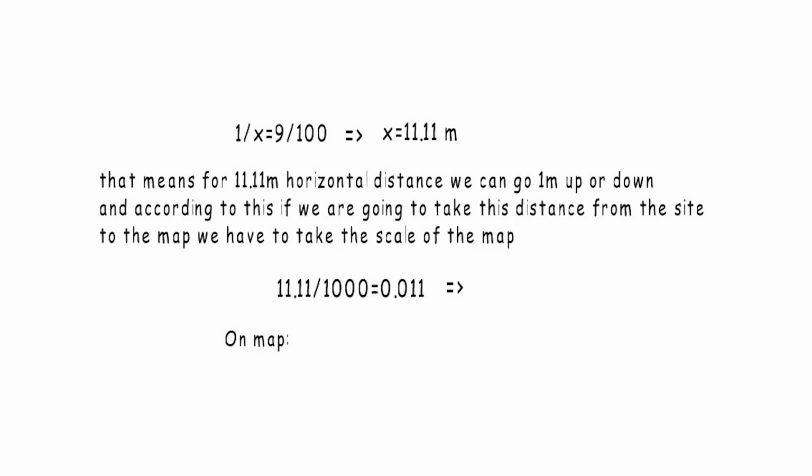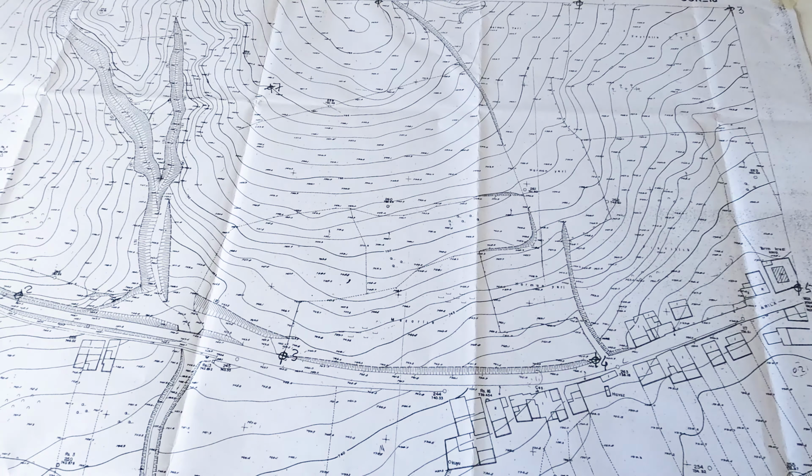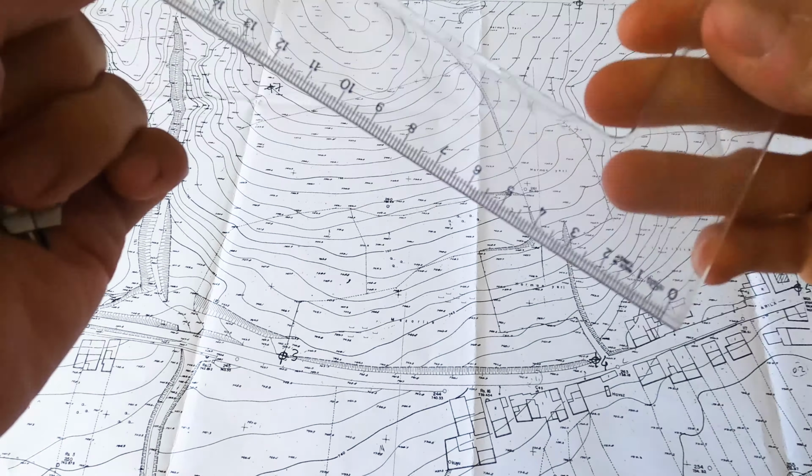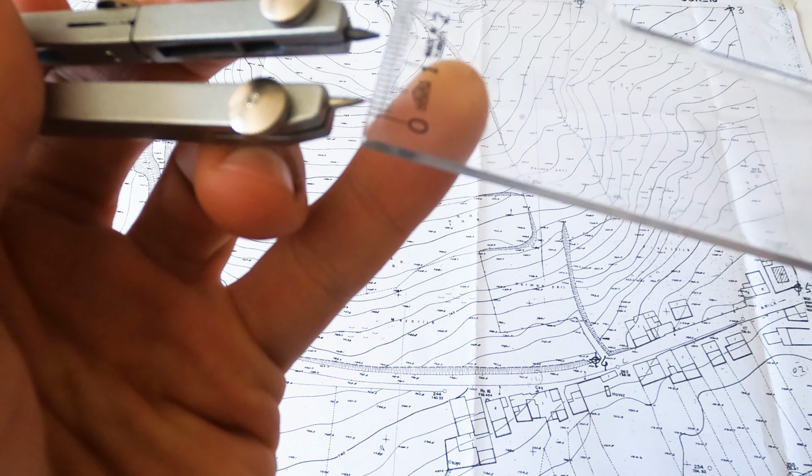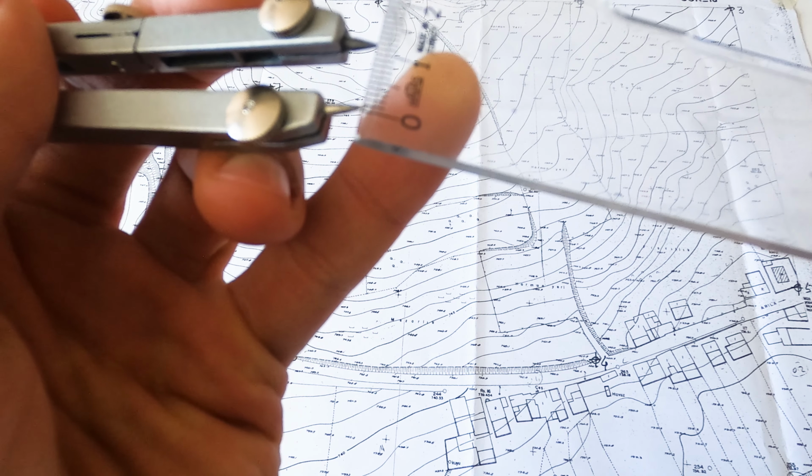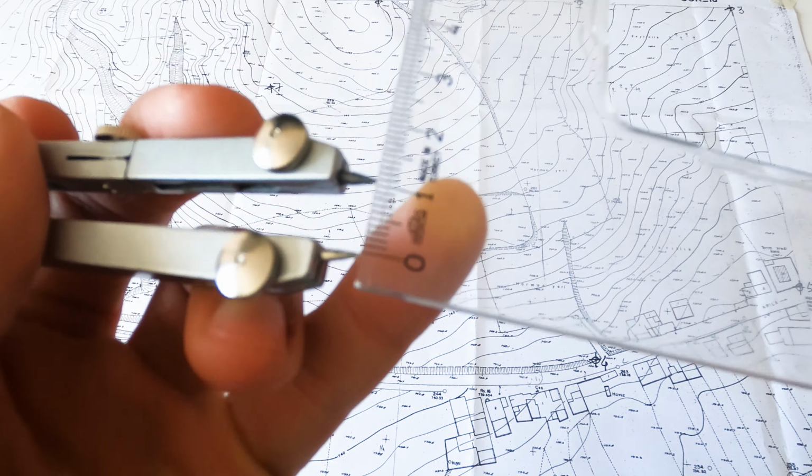According to this, we are going to take the lines with 1.1 centimeter distance from this point to this point, according to these contour lines. How to achieve it? First, we have to take the compass, and we take the opening of the compass at 1.1. That means we have here the ruler, and we have the compass in here. The opening of the compass must be 1.1 centimeter. We start from here. Like this, it is 1.1 centimeter.